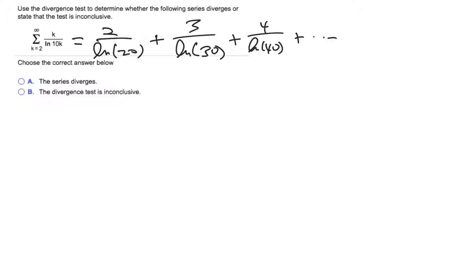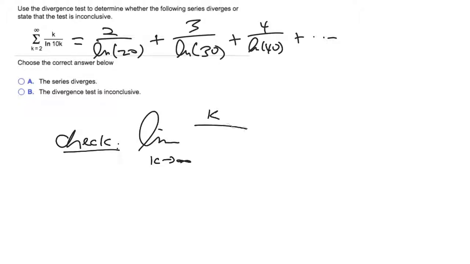The divergence test says that if these individual terms are not headed towards 0, then their sum can't possibly be a finite number. And so the only thing we have to do with the divergence test is check the limit as k goes to infinity of k over natural log of 10k and find out what that is. If this is 0, then the divergence test is inconclusive. If this is anything but 0, then we know that the series diverges.